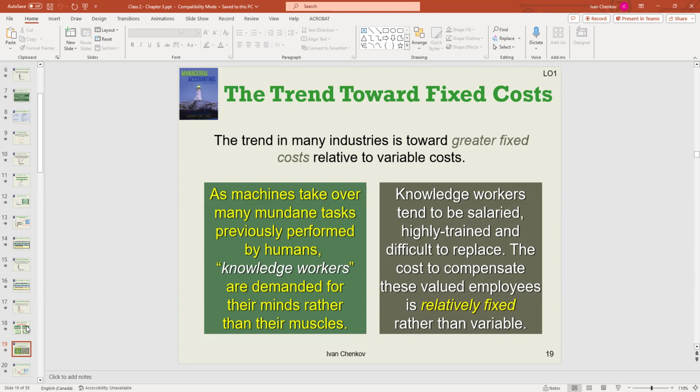The other example will be driving a car. The cost of gas is technically a variable cost, correct? The more you drive, the more you have to pay. The less you drive, the less you have to pay. If you don't drive the car, you don't have to pay for the gas. But you found a job for which you have to drive every day 50 kilometers from your place to the office and 50 kilometers back. So that means 100 kilometers every single day.